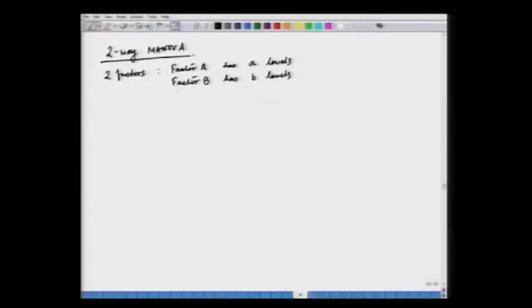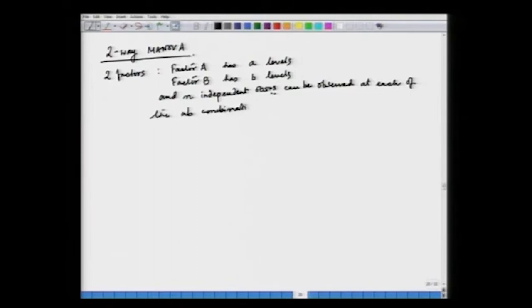But one thing we consider is that, at least initially, we have n independent observations that can be observed, collected or monitored at each of the AB combinations. It is a two-way classification, and there are AB such types of classes. So I have n observations at each of the AB combinations of the two levels.